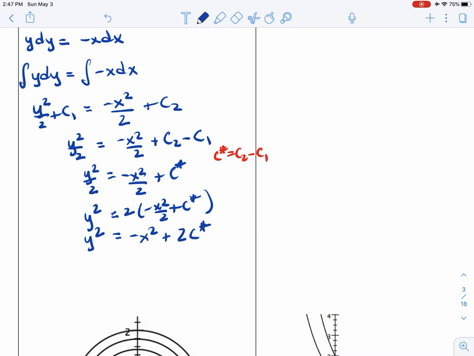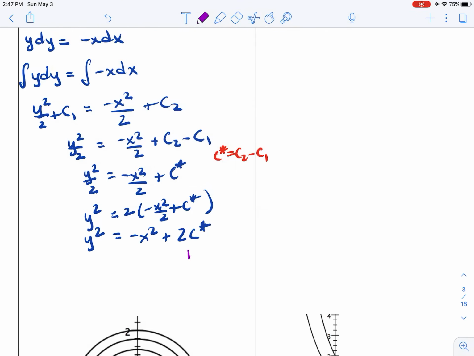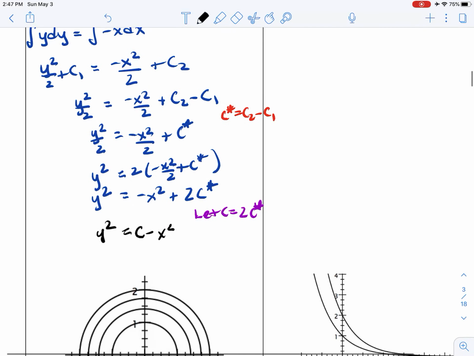And I can actually let c equal 2c star, because an arbitrary constant times 2 is still an arbitrary constant. And then I can rearrange that and call that c minus x squared. And I can solve for y, and that's going to be plus or minus the square root of c minus x squared. And that is my family of solutions.